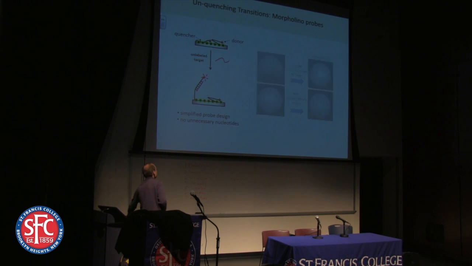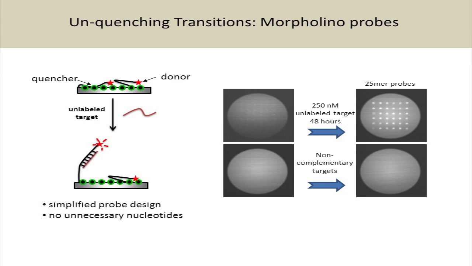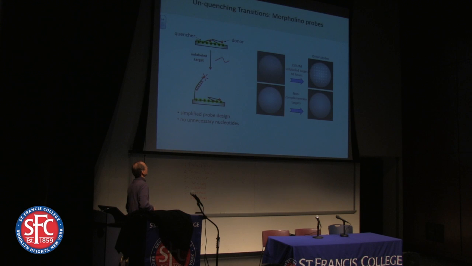So we did that. We made a microarray with morpholinos where the initial fluorescence from the fluorescent groups on the morpholino probe at the end is quenched. And then we just exposed it to unlabeled DNA and the fluorescence came in, because we think of this change in solubility. I think it's a straightforward idea.